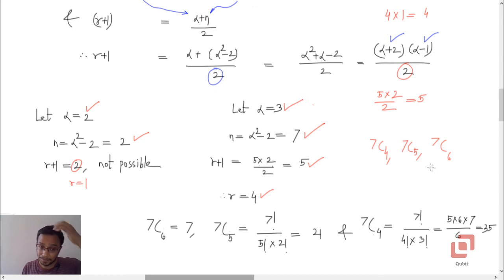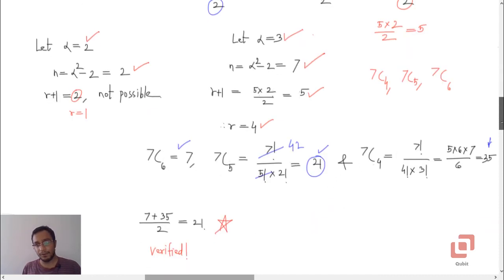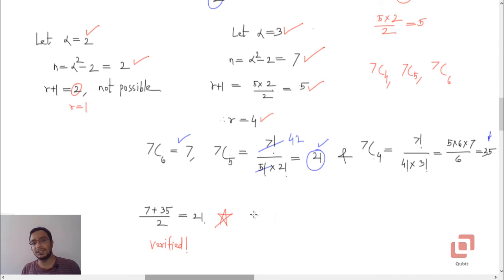First, let's go to the last value, which is the easiest to find, 7C6, which is 7. 7C5 will be 7 factorial upon 5 factorial into 2 factorial. So 7 factorial upon 5 factorial will be 42, that is 6 into 7. 42 upon 2 factorial will be 21. Similarly, if you compute 7C4, that turns out to be 35. If you add 7 and 35, you get 42, which is 2 times 21. So we have found an example where the binomial coefficients in succession are indeed in AP.